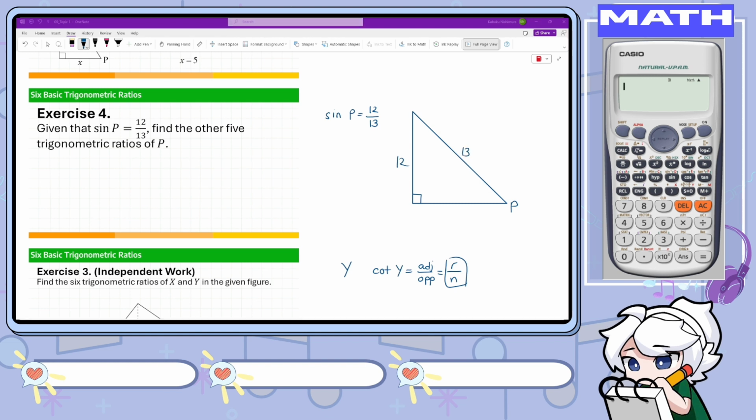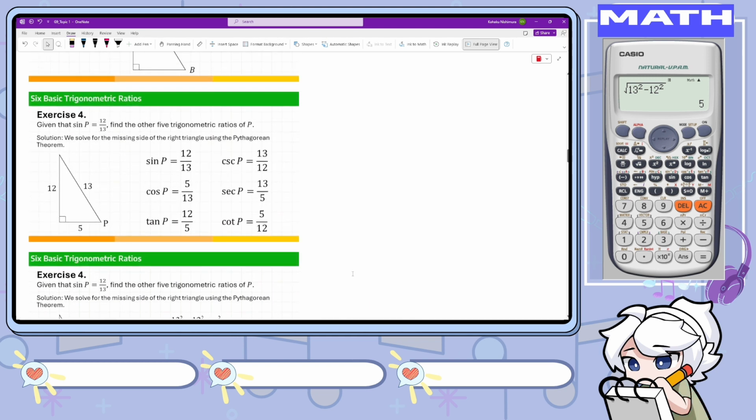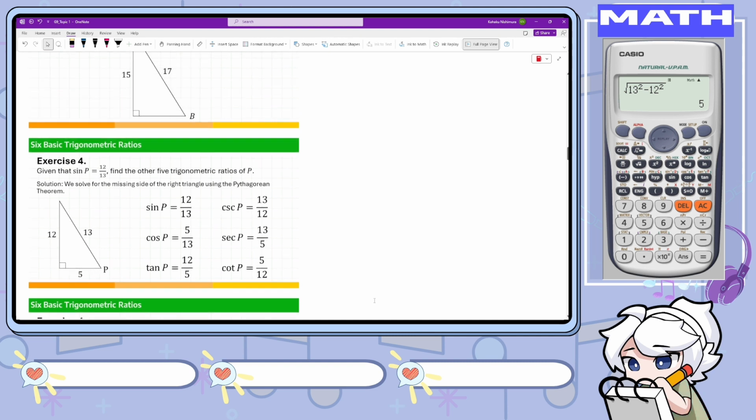So let's compute for the missing side. You can use your calculator for this particular exam. So it's just going to be 13 squared minus 12 squared, if you remember. Solving for this, you have 5. So now you have your adjacent: adjacent 5, opposite 12, and hypotenuse 13. Pause the video if you want to solve for the remaining trigonometric functions. And here are the answers.